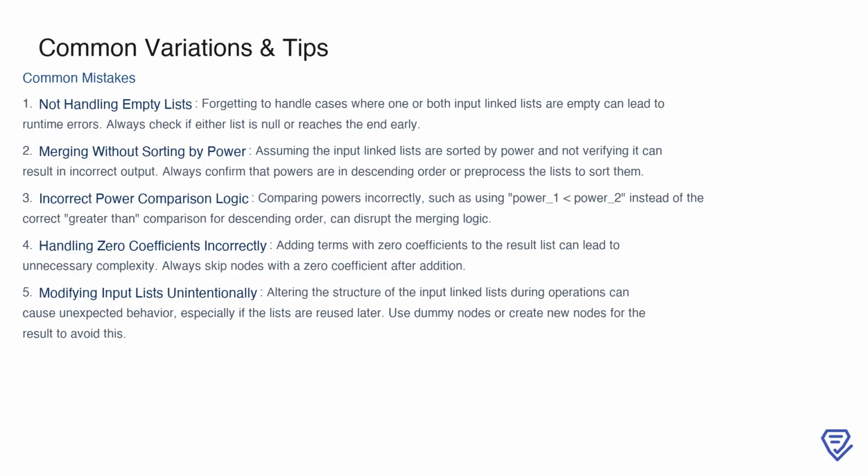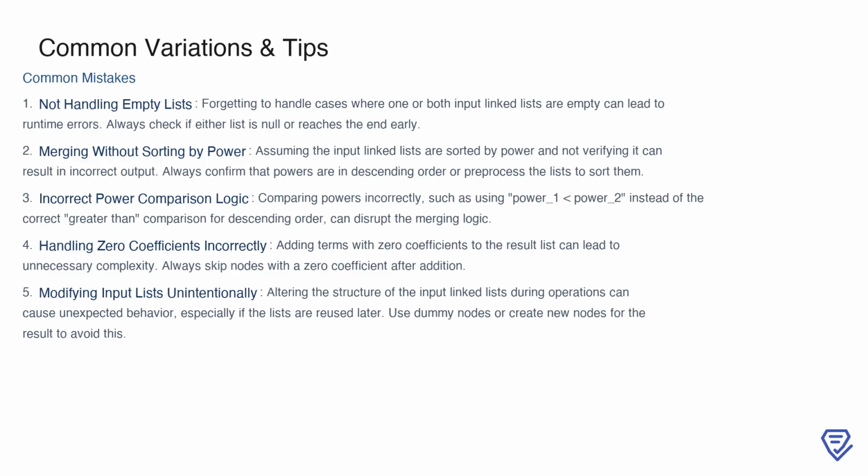Another frequent issue is comparing powers incorrectly. For example, if you use a less than comparison, power_1 < power_2, instead of comparing for descending order, it can disrupt your merging logic. Additionally, you should handle zero coefficients properly. Adding terms with zero coefficients to the result list creates unnecessary complexity, so these should be skipped after addition.